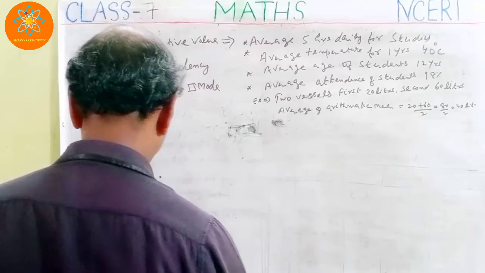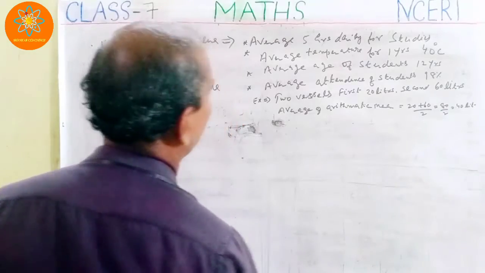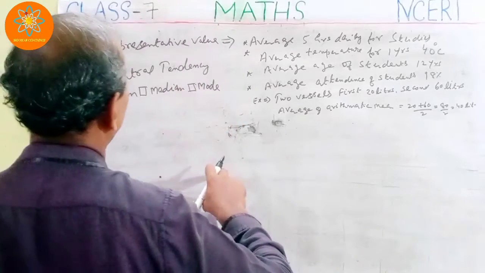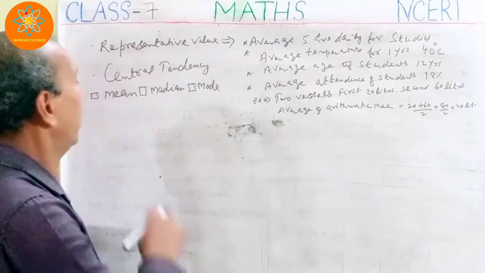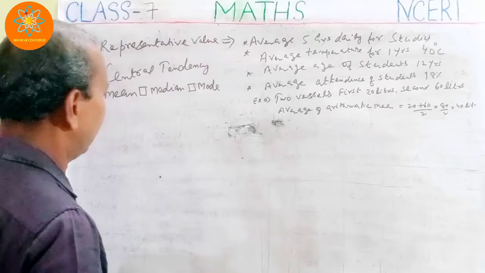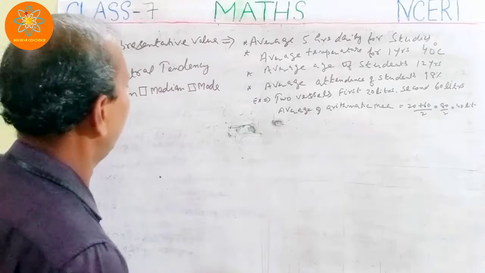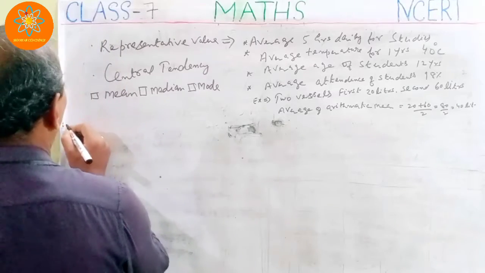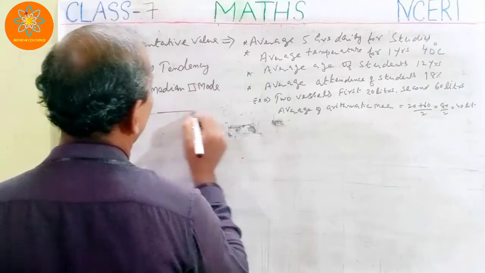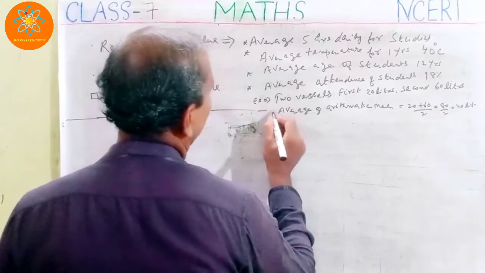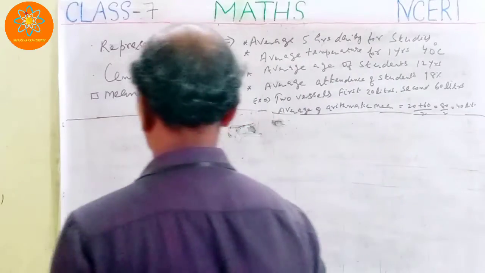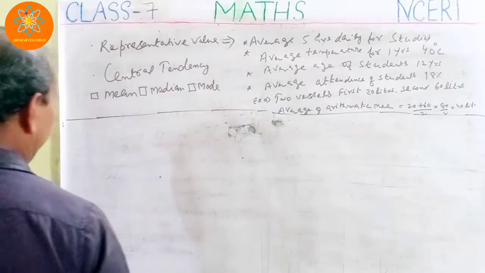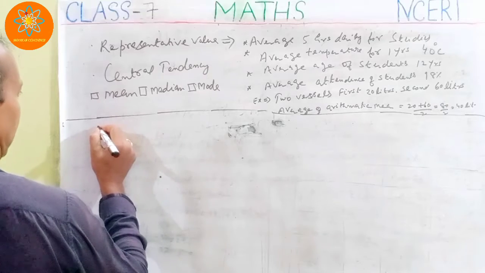Now we come to the central tendency. In the central tendency, I have three things. One is the mean, another is median, and then the third one is the mode. So I will define one by one. So what is the mean?